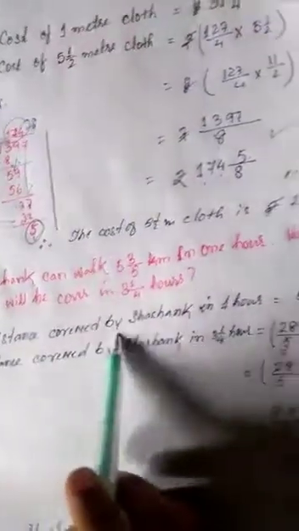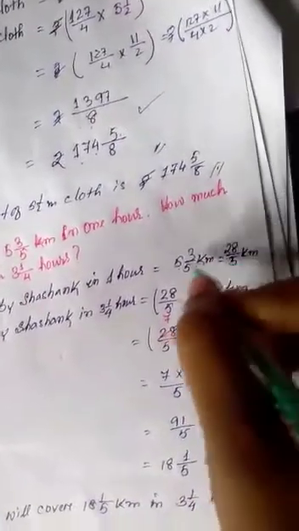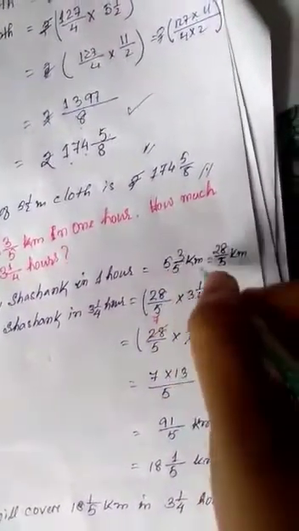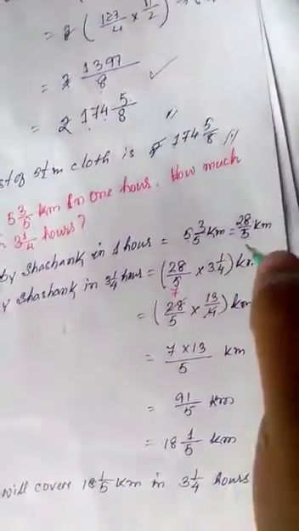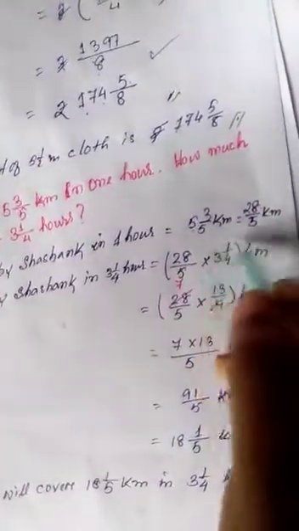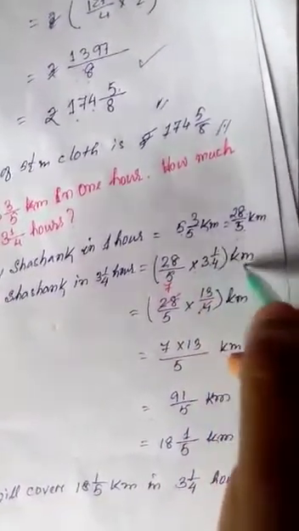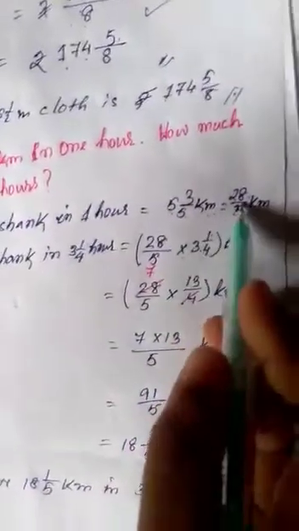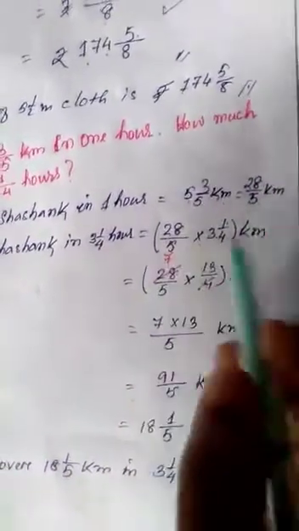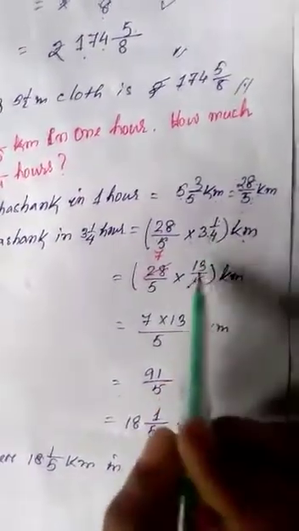The distance covered by Shashank in 1 hour is given as 5 and 3 by 5 kilometers. That means 5 into 5 is 25 plus 3, so it is 28 by 5 kilometers. Now the distance covered by Shashank in 3 and 1 by 4 hours: we have to multiply. So 28 by 5 into 3 and 1 by 4 kilometers. As we have done this conversion earlier, you can do the work here also. It is not converted yet, so we will convert this one: 3 into 4 is 12 plus 1, it is 13 by 4.